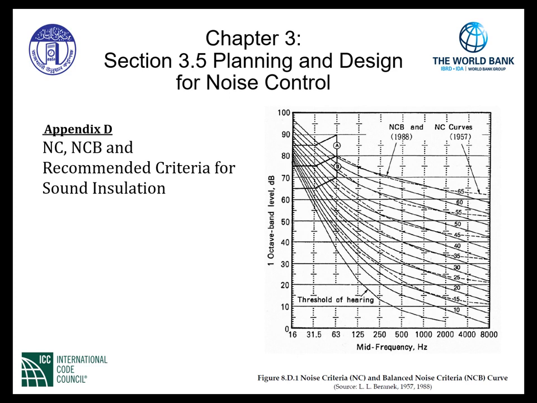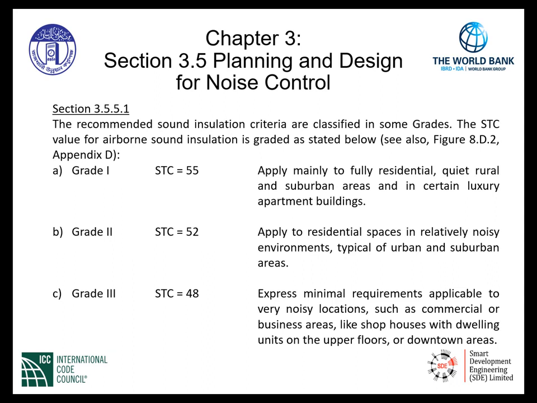The recommended sound insulation criteria are classified in some grades given to us in section 3.5.5.1. The STC value for airborne sound insulation is graded as stated below. We are also referred to figure 8.D.2 in Appendix D. Item A, grade 1, STC equals 55. Apply mainly to fully residential, quiet, rural, and suburban areas, and in certain luxury apartment buildings. This is grade 1.